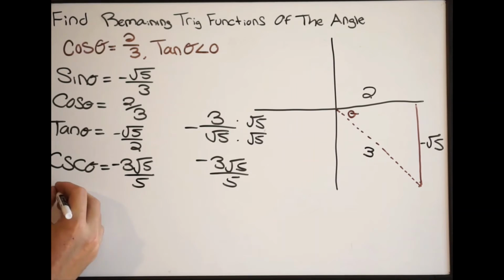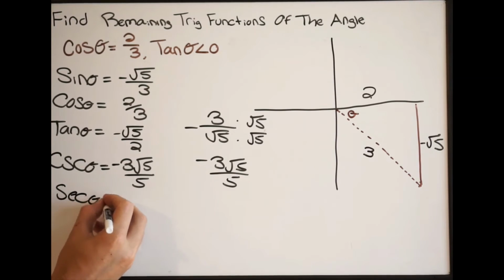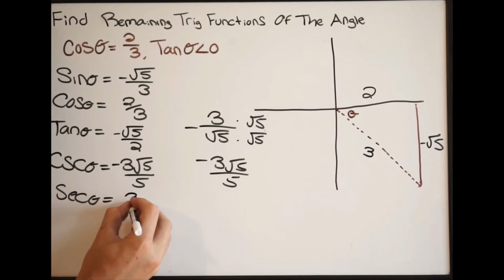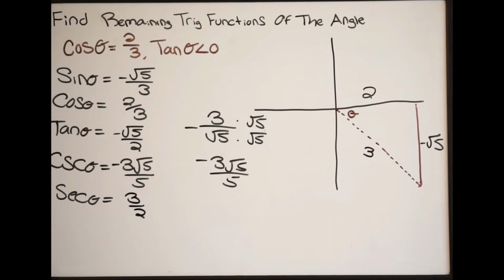Okay, let's find secant. So in this case, we just go to cosine and we flip it. So now it's 3 over 2. So that one was easy. And then our last one that we want to find is cotangent.